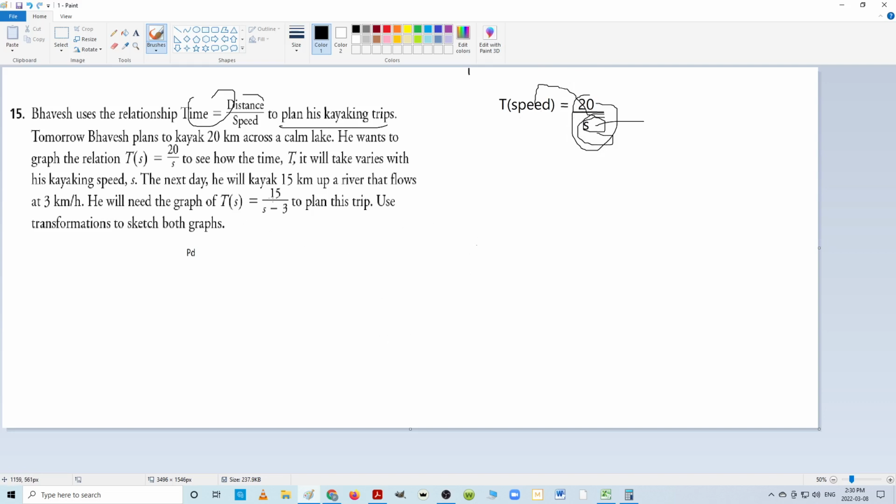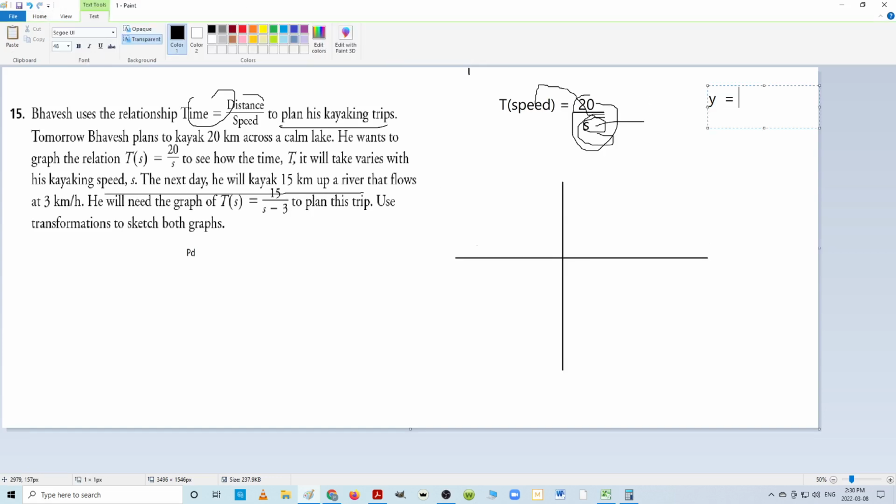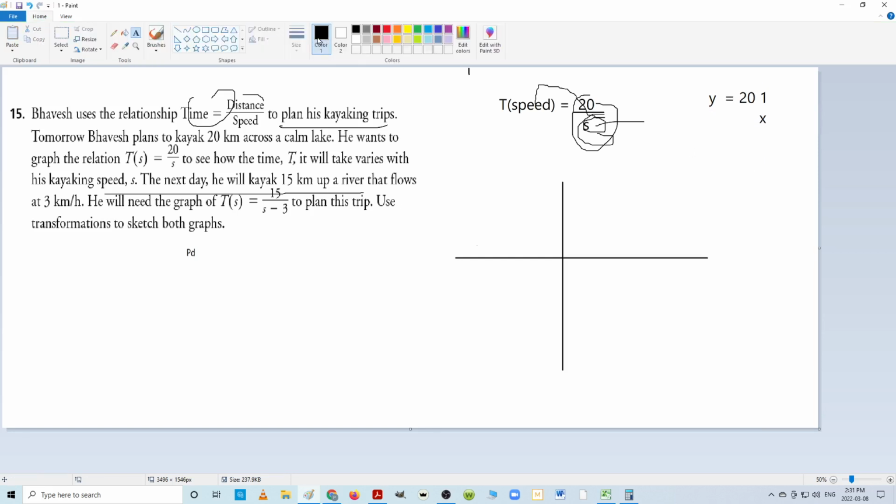If we were going to graph it, yeah, there we go. Okay, so if we were going to graph the first one, we can see that really this is no different than y is equal to 1 over x, right? Multiplied by 20. So a y transformation, a y stretch of a factor of 20.